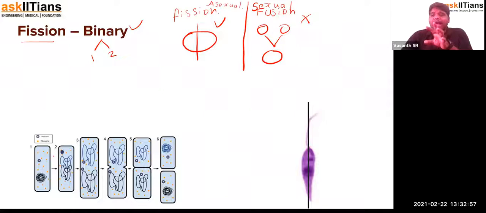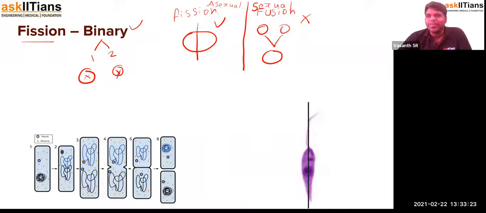Now, when a cell undergoes division, it needs to divide its components equally to both cells, right? If not, one cell formed will have X and another cell formed will have Y. But for the cells to survive, both X and Y are important.